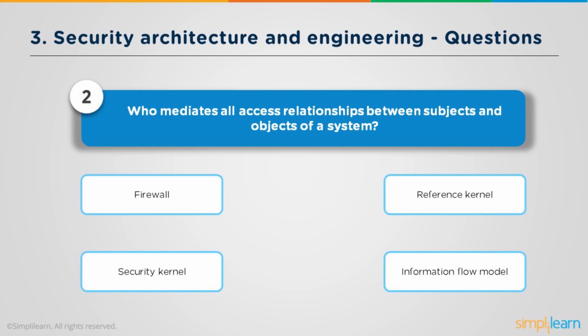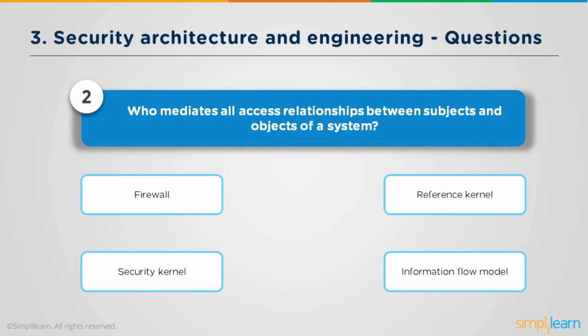Authentication is verifying that they are actually who they claim to be. Authorization is where the access relationships come into the picture, where once we have authenticated a user, we are creating a matrix which allows them access to certain resources to a certain extent. Some may have read-only access, some may have modify access, some may have delete access, etc. So in this scenario, we are talking about access relationships between subjects and objects of a system and who mediates that.